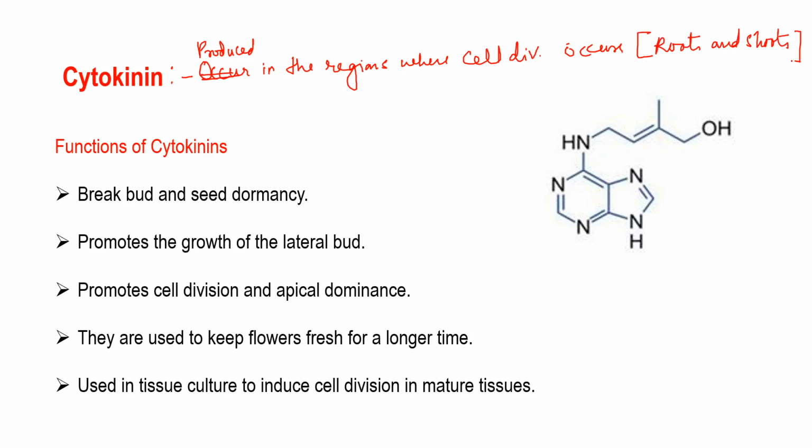Clear? They help in the production of new leaves. Okay, now if we talk about the important functions, the first is they help in the production of new leaves, right? Then they help in lateral shoot growth.